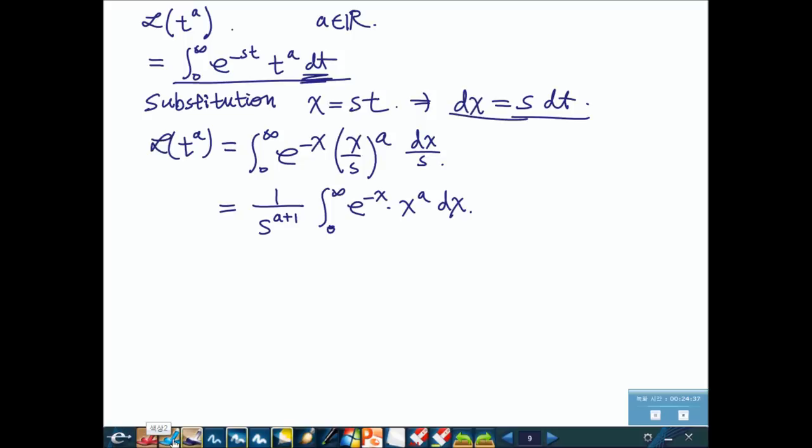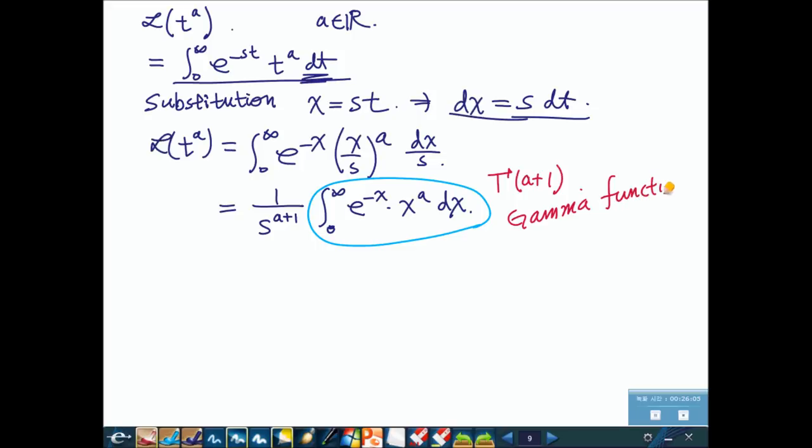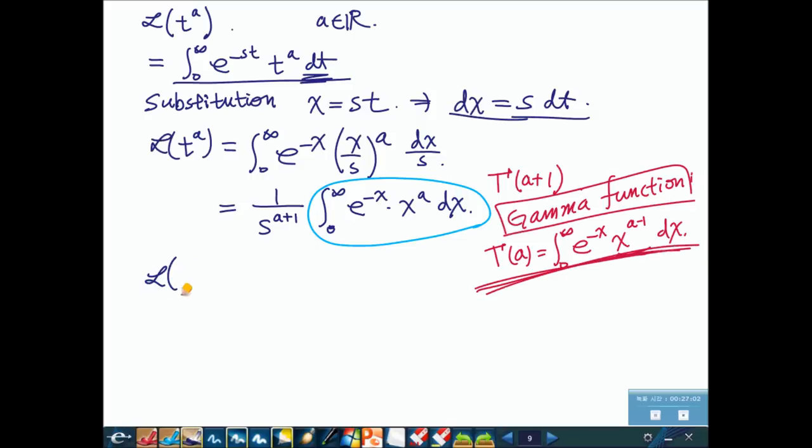Okay? This is exactly the gamma function. The definition of the gamma function is this: gamma of a is the integral from 0 to infinity of e to the minus x times x to the a minus 1 dx. Okay, that's the definition. So the Laplace of t to the a is gamma of a plus 1 over s to the a plus 1. That's fine, okay?